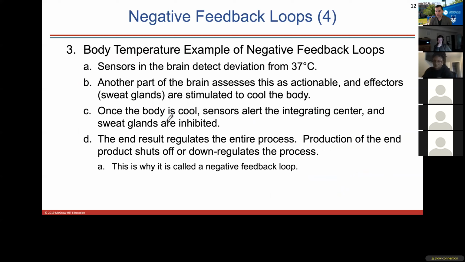Once the body's cool, and then that obviously that sensor stops. And now there's nothing being sent to the integrating center. And there's nothing telling that muscle to vasodilate. So it doesn't vasodilate anymore. There's nothing telling the gland to produce a watery secretion anymore. So everything shuts off. Okay? Because it's not being told to do something. And we will see this ad nauseum throughout the entire semester.